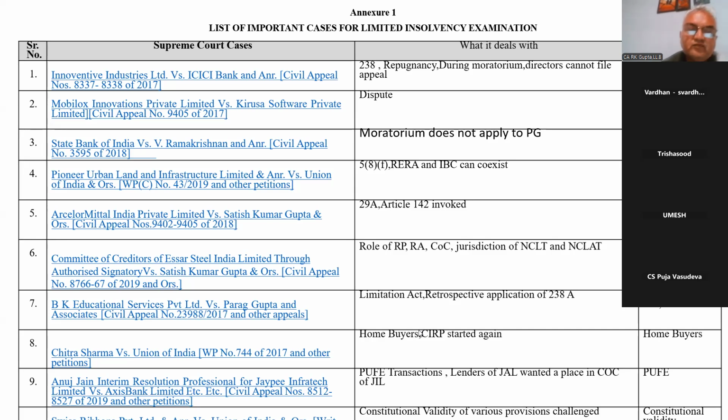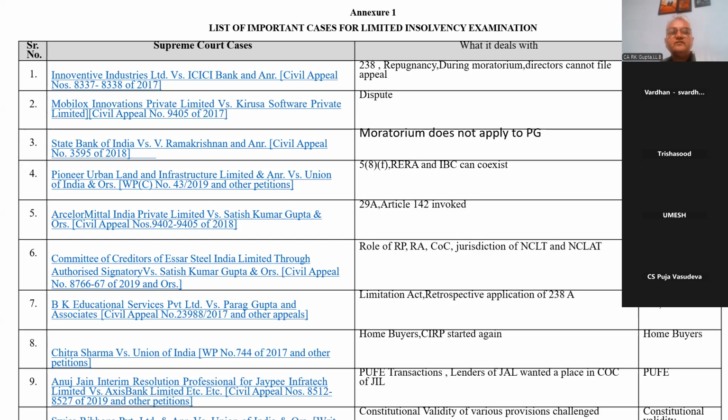So now, before we move to High Court case laws, regarding Supreme Court case laws, we can have a quick revision. Like this Innovative Industries. Can anybody explain to me 2 important features of this case law, Innovative Industries? What are the 2 important things which were discussed in this?